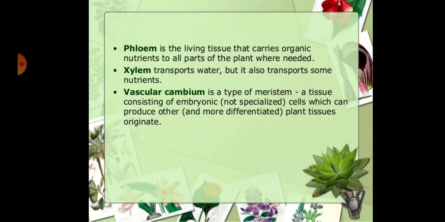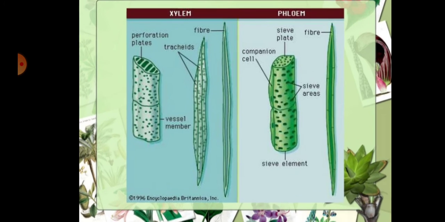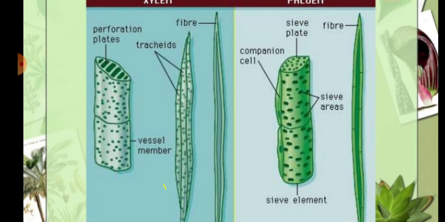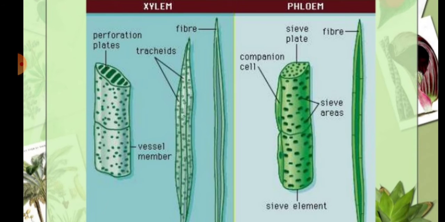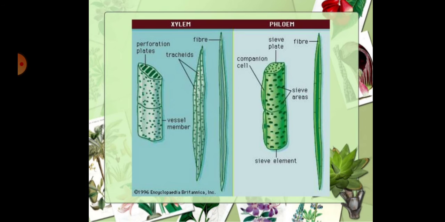Now the third type of tissue is vascular cambium, and it is a type of meristem, a tissue consisting of embryonic, not specialized cells, which can produce other plant tissue and more differentiated tissue. Now this diagram differentiates xylem and phloem very clearly. Vessel members are there in xylem, and fiber is there, tracheids are there. In phloem also fiber is there, plate elements are there, and companion cells are there, as we had observed earlier.